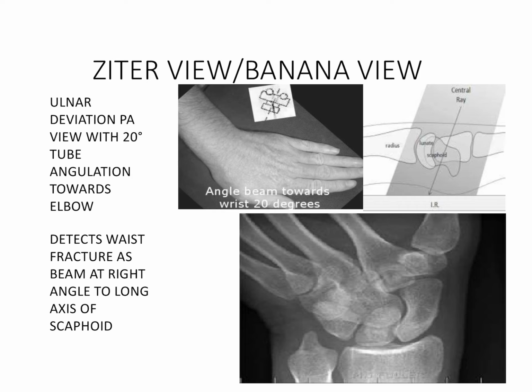Jeter's view, it detects the waist fracture as the beam is at the right angle to the long axis of the scaphoid. Next. Waist fractures.